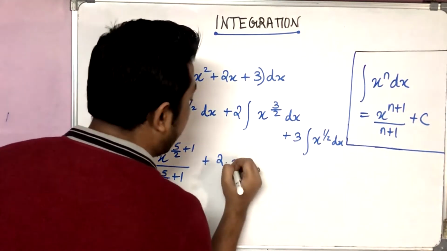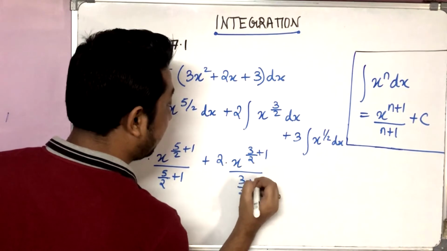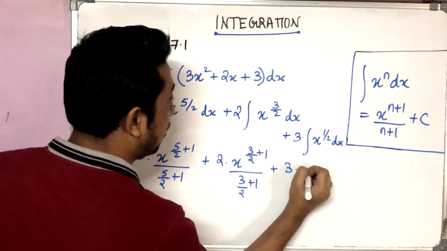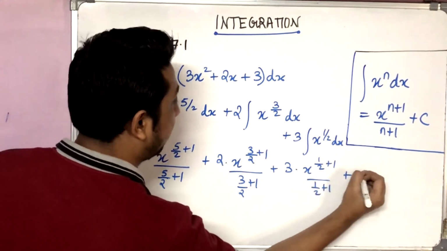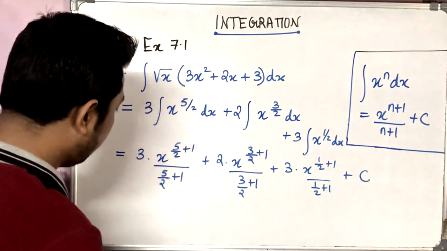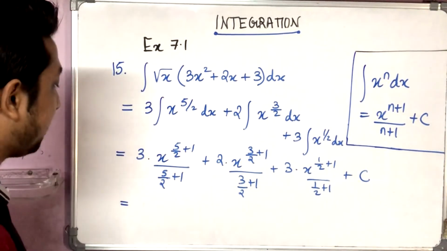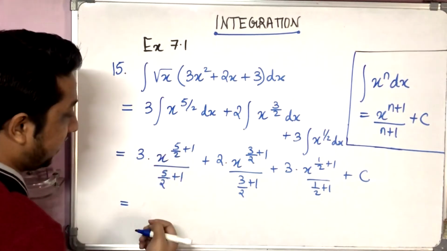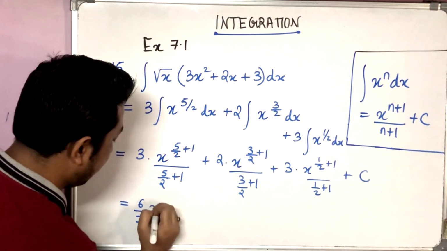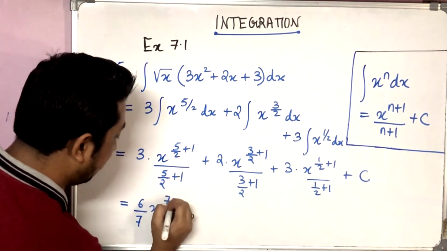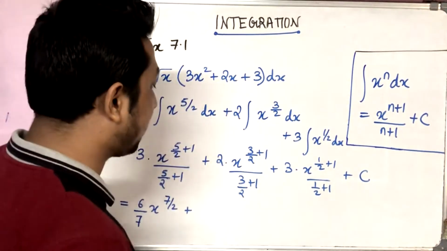plus 2 into x to the power 3 by 2 plus 1 divided by 3 by 2 plus 1 plus 3 into x to the power half plus 1 divided by half plus 1 plus final constant c. Now 5 by 2 plus 1 का मतलब है 7 by 2 पलट के मल्टीप्लाई हो जाएगा. So 2 ऊपर चला जाएगा, 7 नीचे रह जाएगा. So 3 2 to 6. So 6 by 7 x to the power 5 by 2 plus 1 that is 7 by 2 plus 3 by 2 plus 1 का मतलब है 5 by 2 वो भी रेसिप्रोकल होकर के मल्टीप्लाई हो जाएगा.